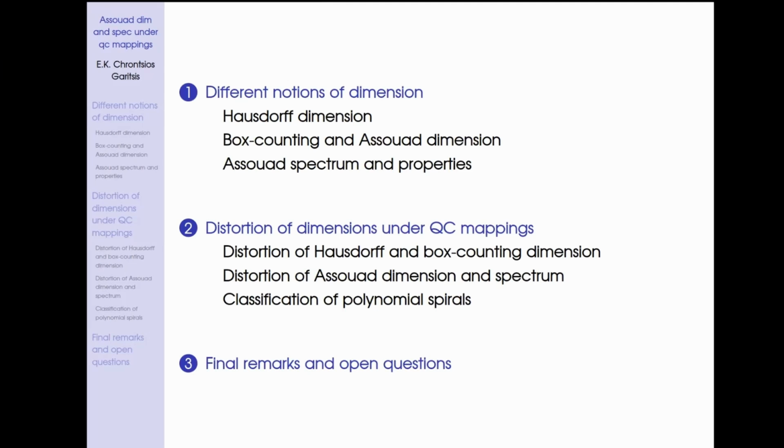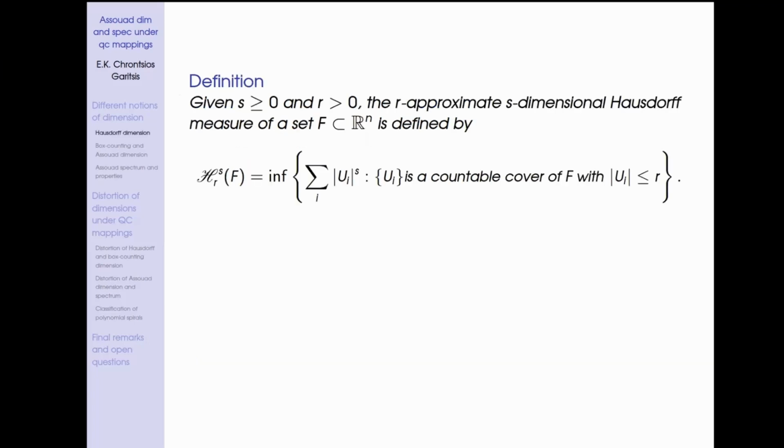And I will also show how we can apply our main result to classify polynomial spirals up to quasi-conformal equivalence. I will finish the talk with some remarks and open questions that follow naturally from this discussion. So let's start with the Hausdorff dimension.